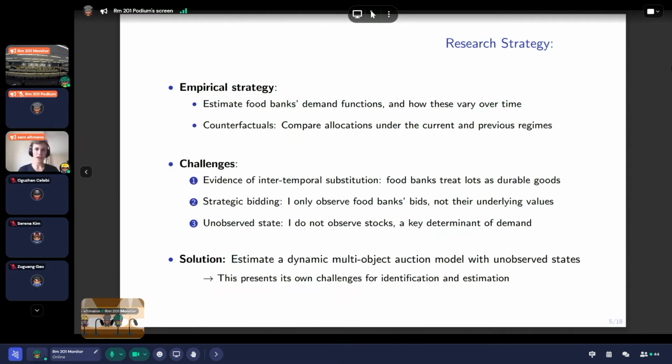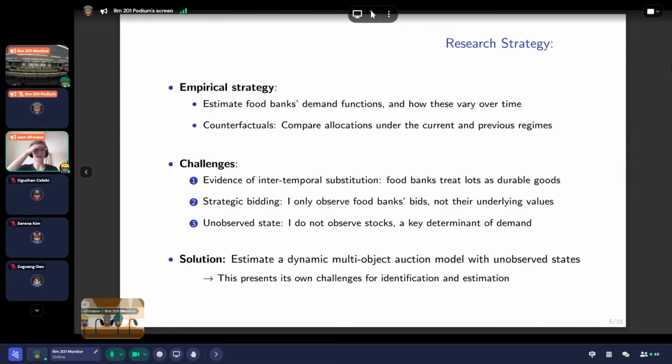There are a number of challenges to this. So I have dynamics. Food banks are making dynamic decisions. Do I consume cornflakes today or wait until maybe consuming granola in future? Food banks also bid strategically, so I don't observe their demands directly. I only observe their bids. And finally, I don't observe food banks' stocks. And it's really the confluence of all three of these challenges that is actually a problem.